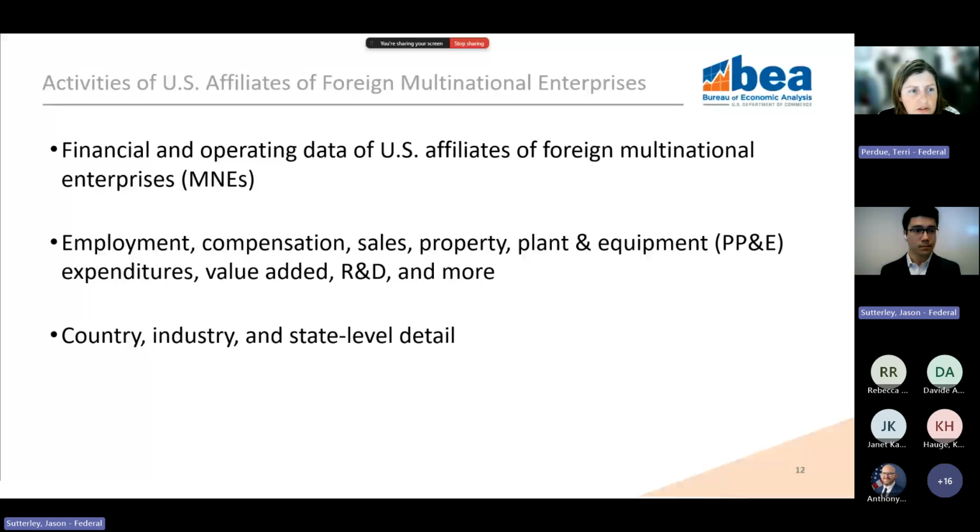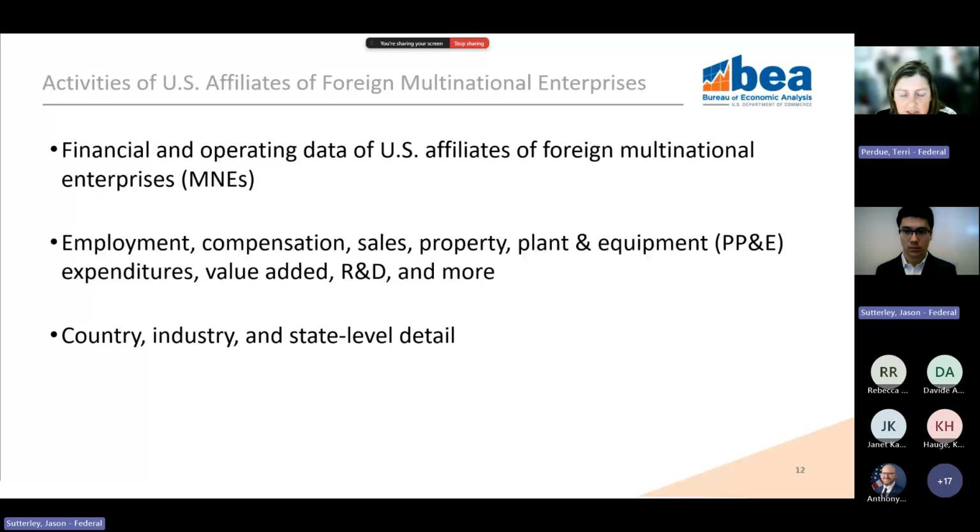Thank you, Jason. So in addition to the statistics Jason just presented, we also produce statistics on the activities of U.S. affiliates of foreign multinationals. These statistics provide a picture of what foreign investors are actually doing with their investment. For example, you can see how many people in the United States work for businesses with direct foreign ownership. The data is mainly used by state and local policymakers, investors, researchers, and economic development organizations.